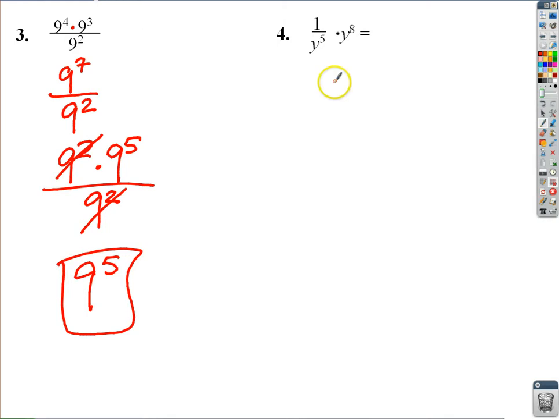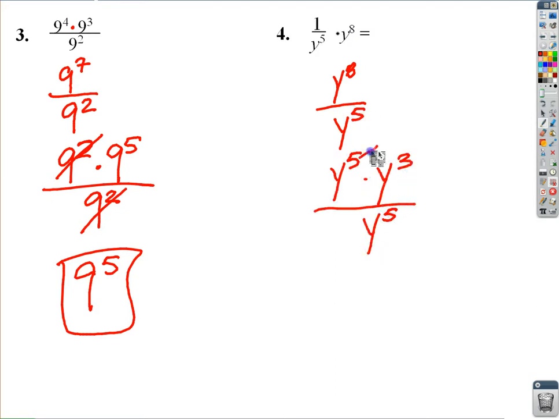Okay, again, over here we've got, when we multiply this out, we're going to end up with y to the 8th over y to the 5th, which is y to the 5th times y cubed over y to the 5th. These cancel out, and I'm left with y cubed.